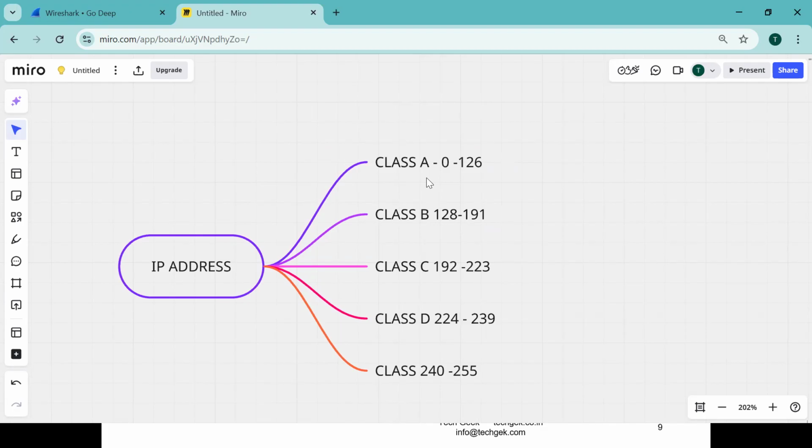The most common are class A, class B, and class C. They are used either in a private network or in a public network. These IPs are dedicated IP addresses, used for different purposes. Now, if you notice, between 126 and 128 we miss one IP address, right?